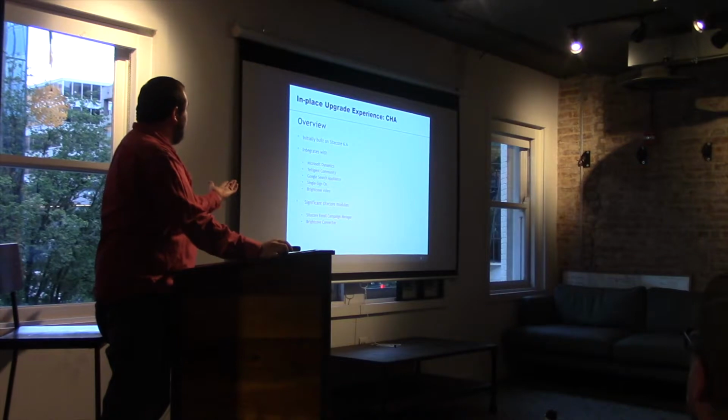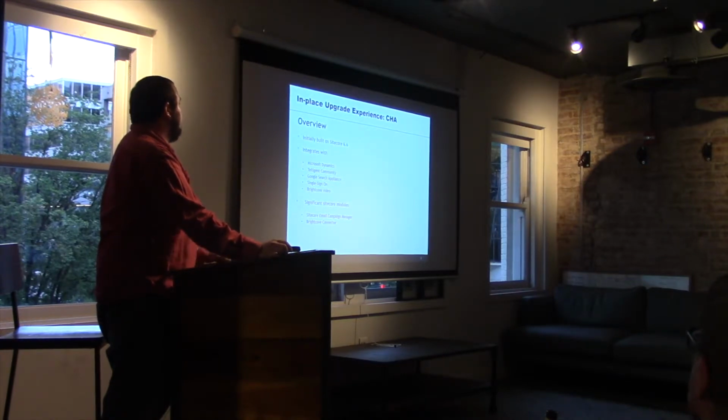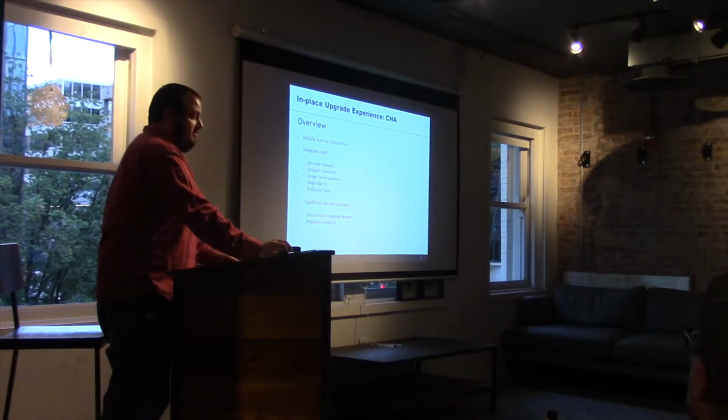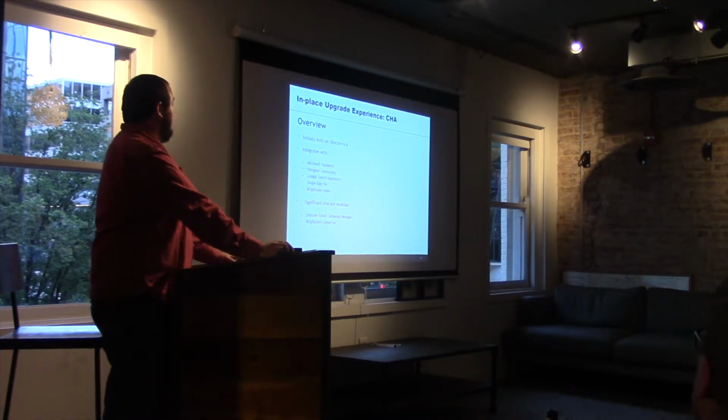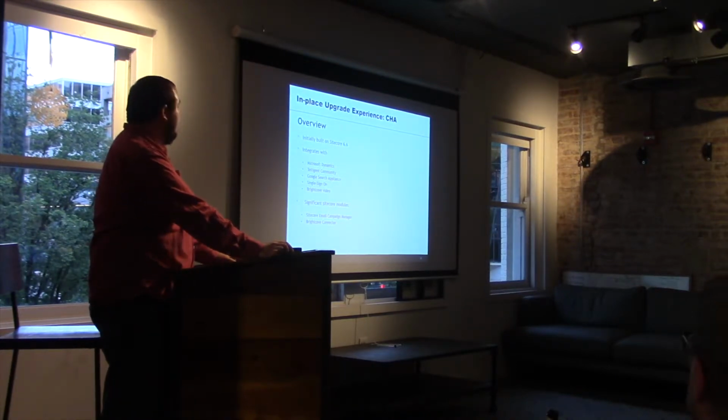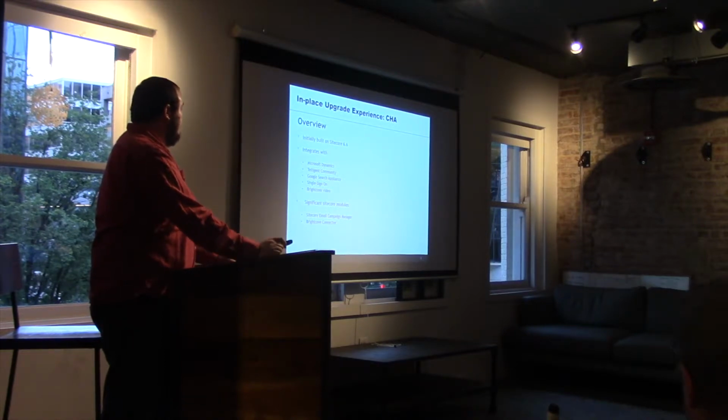So, a brief overview of the CHA site. As Natalie mentioned, the site was initially built on Sitecore 6.6. Some of the integrations: Microsoft Dynamics, intelligent community, specifically using the REST API, Google Search Appliance for search and indexing, single sign-on for user information and user roles, and Brightcove video for video content.